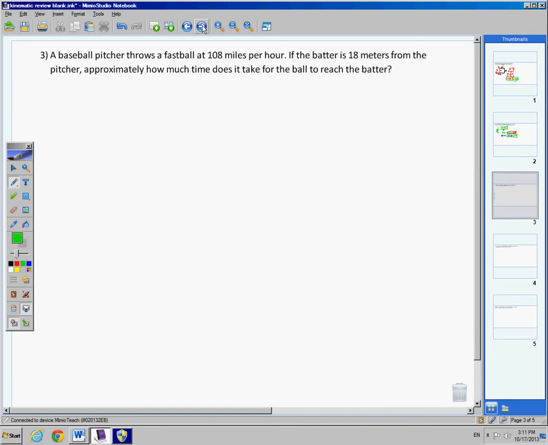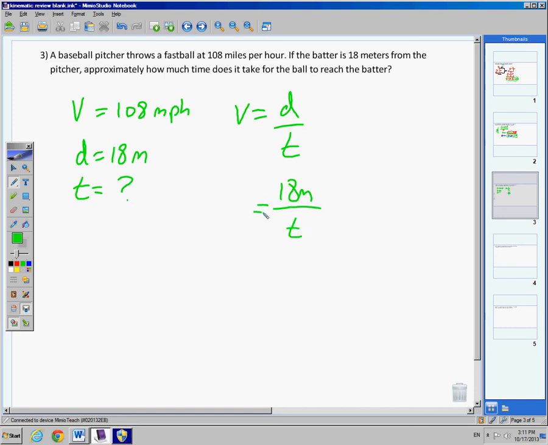Number 3, a baseball pitcher throws a fastball at 108 miles per hour. V equals 108 miles per hour. If the batter is 18 meters from the pitcher, D equals 18 meters. Approximately how much time does it take for the ball to reach the batter? Okay, quickly I could say V equals D over T, and I could plug in 18 meters over unknown. Well, the challenge is I am not able to use miles per hour. I must convert that. So 108 miles per 1 hour.